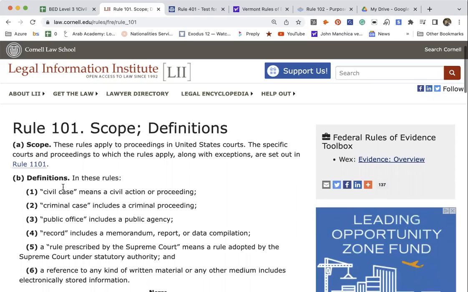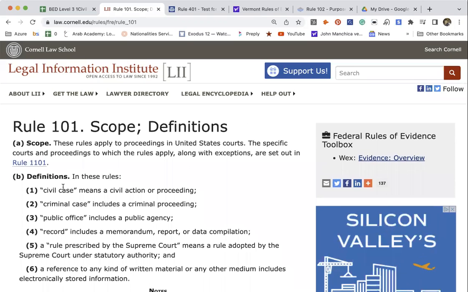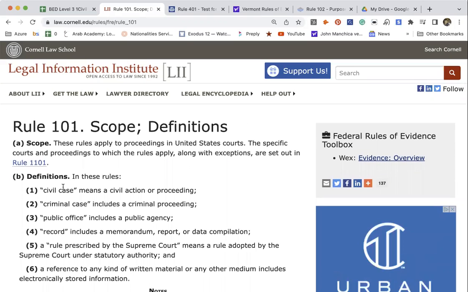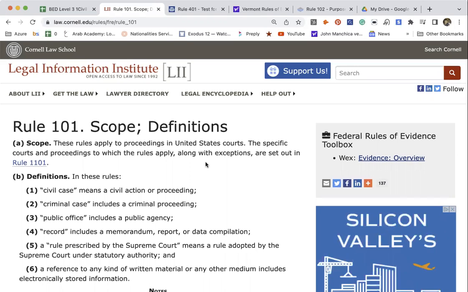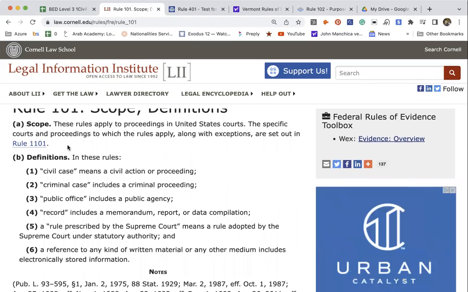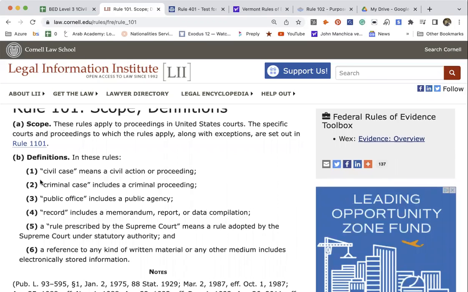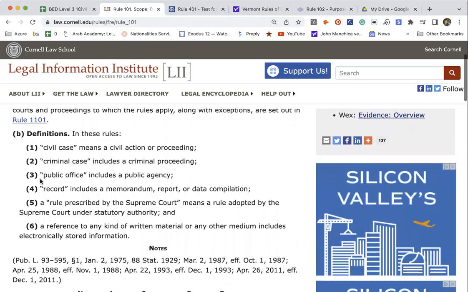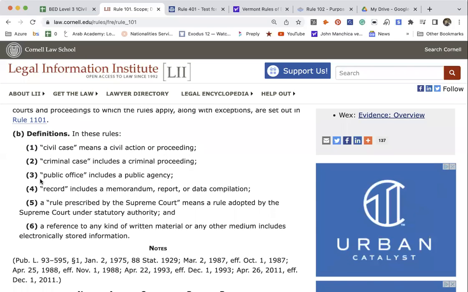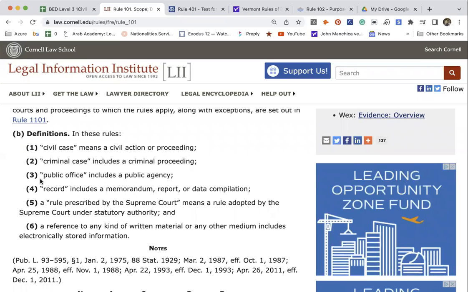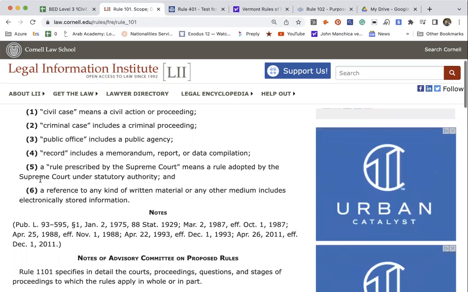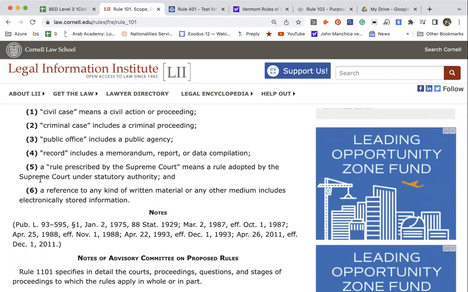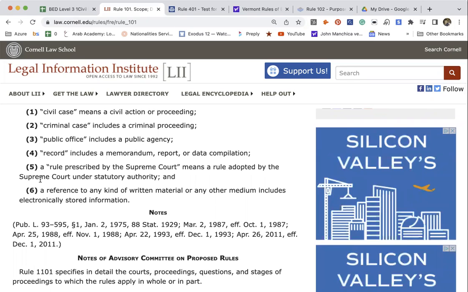So, scope. These rules apply to proceedings in United States court. The specific courts and proceedings to which the rules apply, along with exceptions, are set out in Rule 1101. Definitions in these rules. Number one, civil case means a civil action or proceeding. Number two, criminal case includes a criminal proceeding. Number three, public office includes a public agency. Number four, record includes a memorandum, report, or data compilation.